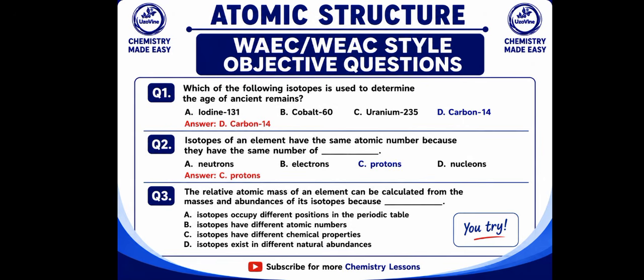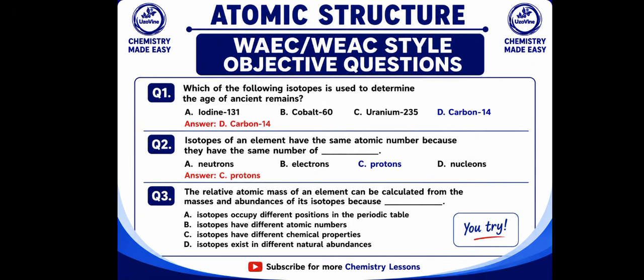Number 2, isotopes of an element have the same atomic number because they have the same number of dash. A, neutrons, B, electrons, C, protons, D, nucleons. And the correct answer is C, protons. They have the same atomic number because they have the same number of protons.